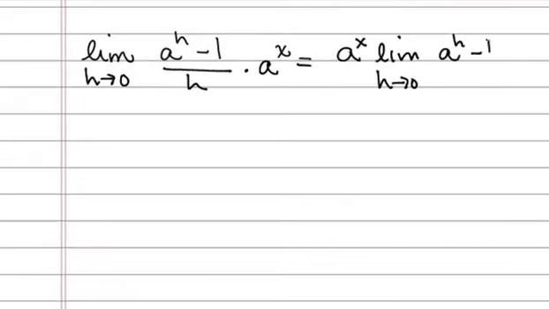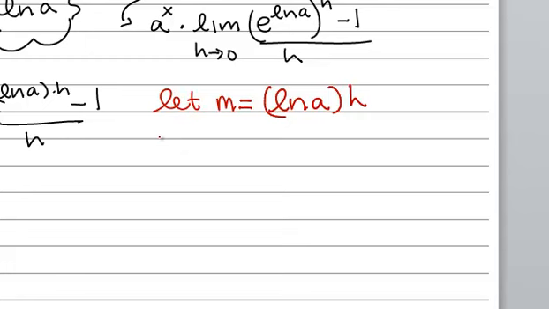And at this point in time, we're going to do substitution. So I'm going to let m be the natural log of a times h, which means, by a little bit of algebra, h will be equal to m divided by the natural log of a.